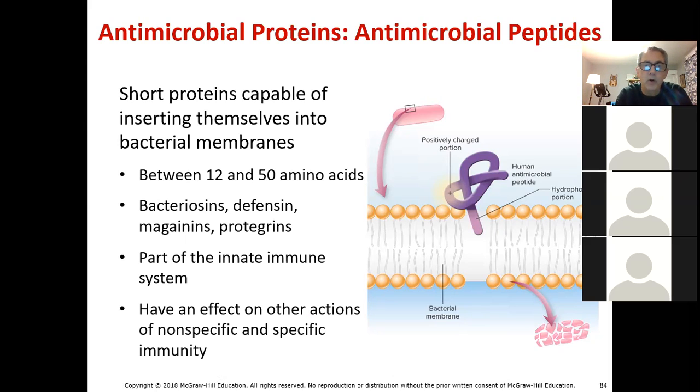Another antimicrobial protein type is these very small chains of amino acids, sometimes 12, maybe as many as 50. They go by different names, defensins, bactericins. These are all part of the innate immune response. They have an effect on other actions of nonspecific and specific immunity. A common thing that we'll see in a lot of these immune responses is something that we'll make, like we have with complement, the membrane attack complex. Here with these small antimicrobial proteins, they insert into the cell membrane and disrupt the cell membrane of bacteria.